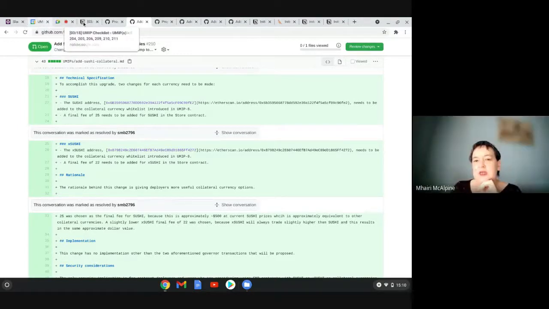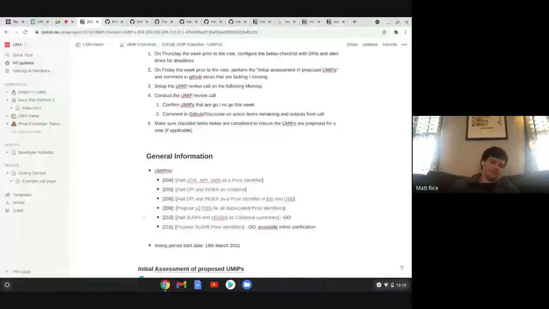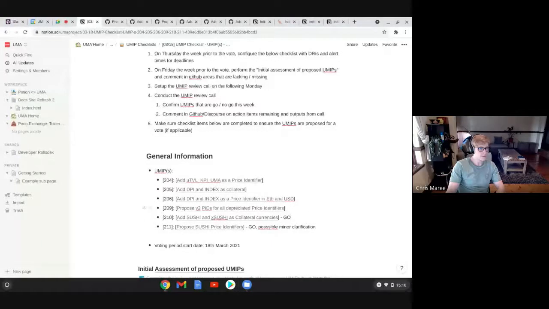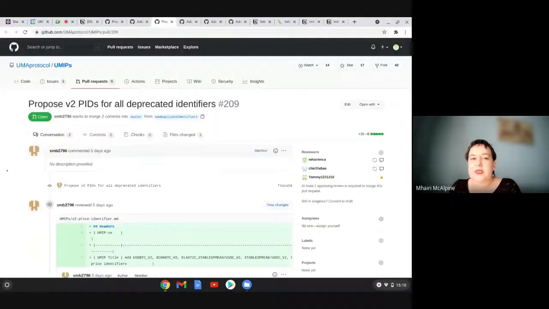Okay, but it's a bigger issue than just this, and this is basically good to go with no changes. Yep. Yeah, I think so. Excellent. The next one was UMIP 209, which is the upgraded V2 price identifiers.